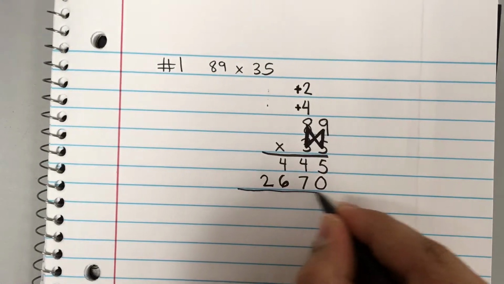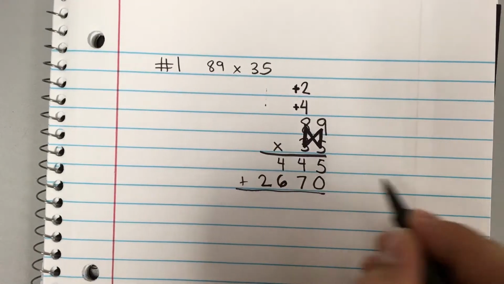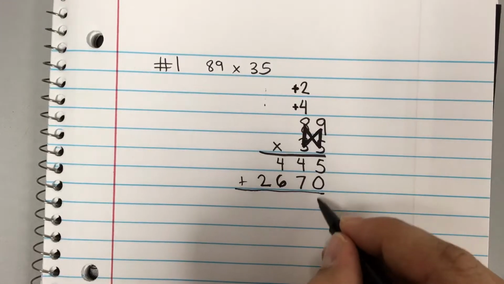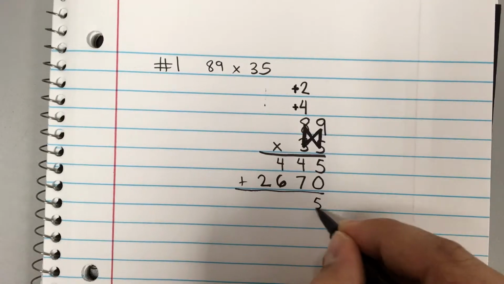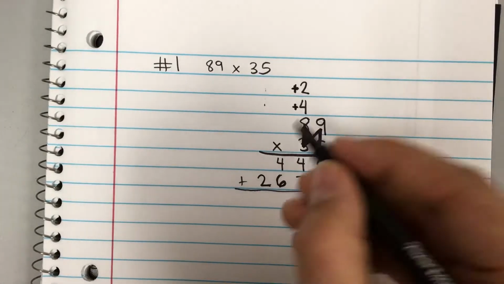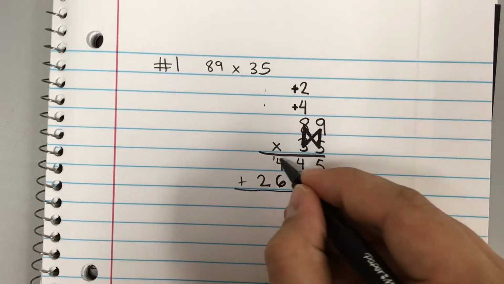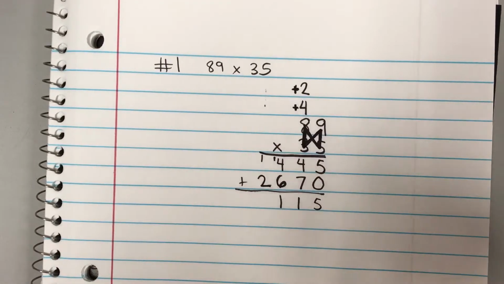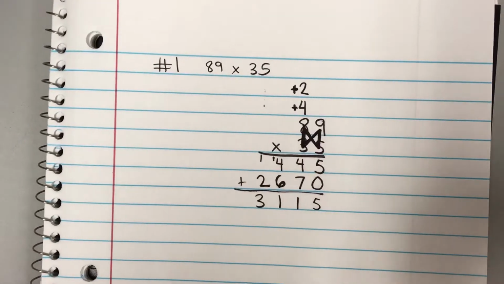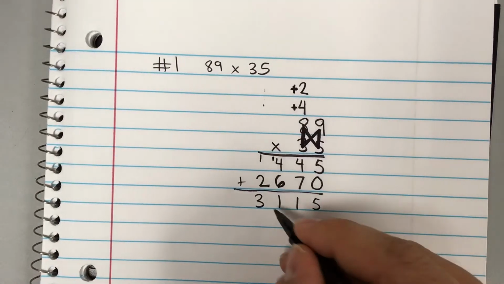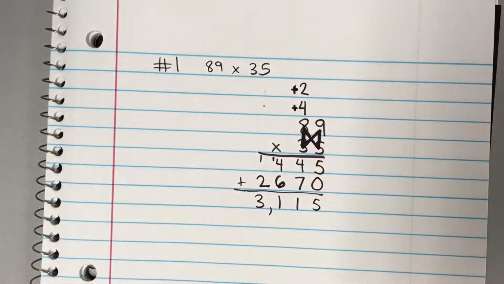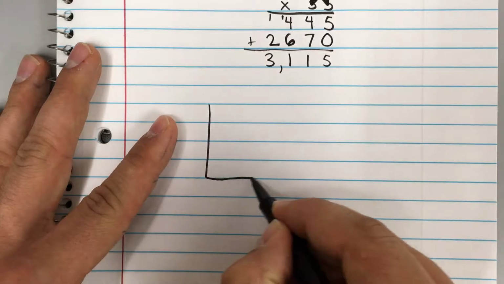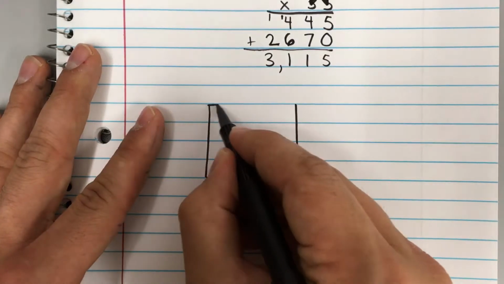Okay? Add your two partial products together. The partial products are 445 and 2,670. 5 plus 0 is 5. 4 plus 7 is 11. I regroup. 6 plus 4 makes 10. One more is 11. And 2 plus 1 is 3. Good stuff. 3,115.